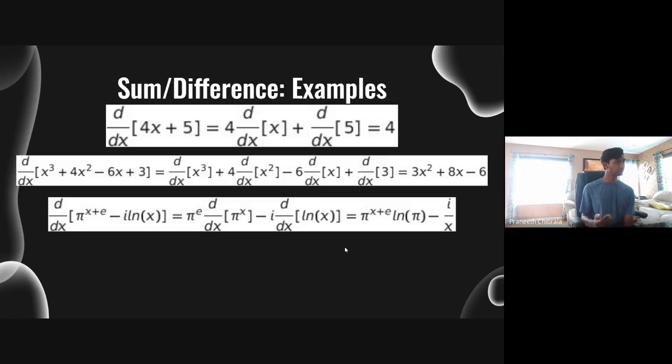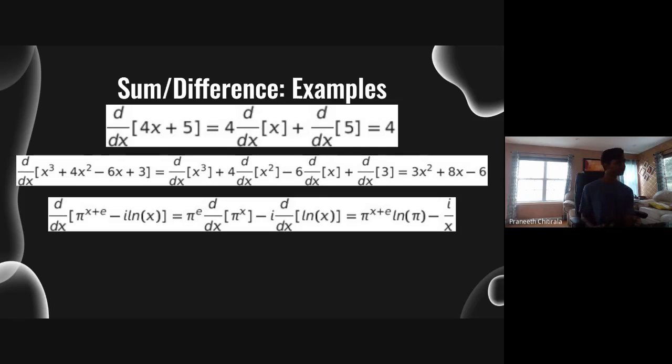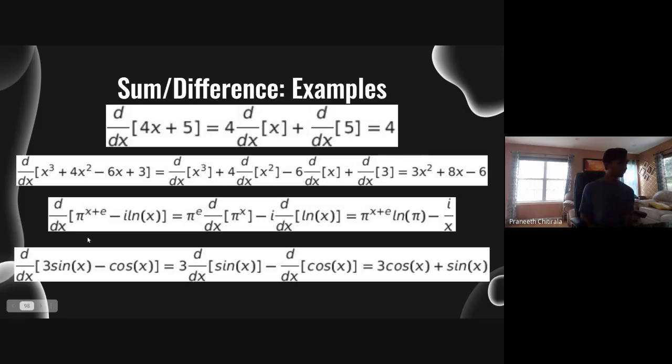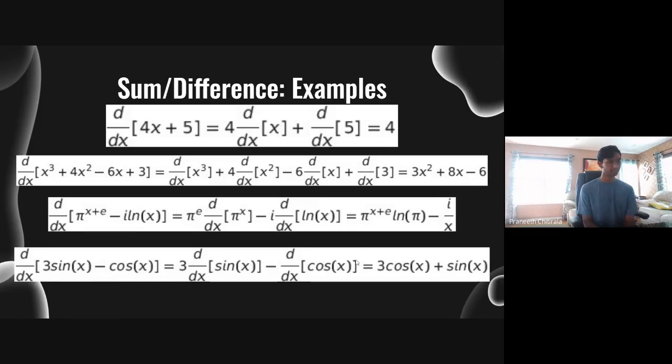A little complicated, but it's still using the same rules, the simplified rules. Now we'll see a trigonometric function example. So we have the derivative of 3 sine of x minus cosine of x. We separate the functions into the derivative of 3 sine of x minus the derivative of cosine of x. 3 can go to the beginning of the derivative, and the derivative of sine of x is cosine of x, and the derivative of cosine of x is negative sine of x. And that will get you 3 cosine of x plus sine of x.